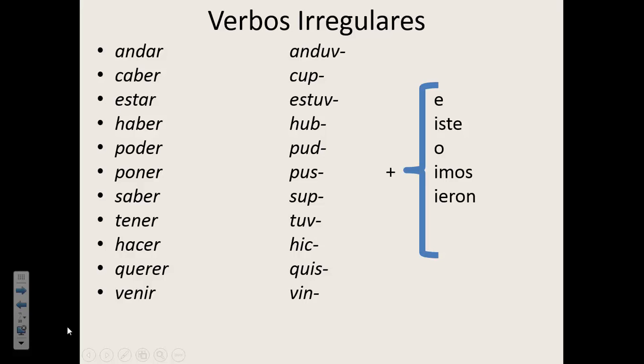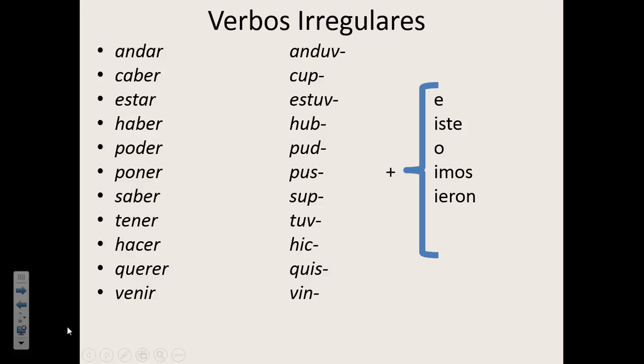Caber, to fit, cupe, cupiste, cupo, cupimos, cupieron. Estar, to be. We know that's the temporary to be. Estuve, estuviste, estuvo, estuvimos, estuvieron. The verb haber, hube, hubiste, hubo, hubimos, hubieron. The verb poder, pude, pudiste, pudo, pudimos, pudieron. Poner would be puse, pusiste, puso, pusimos, pusieron.